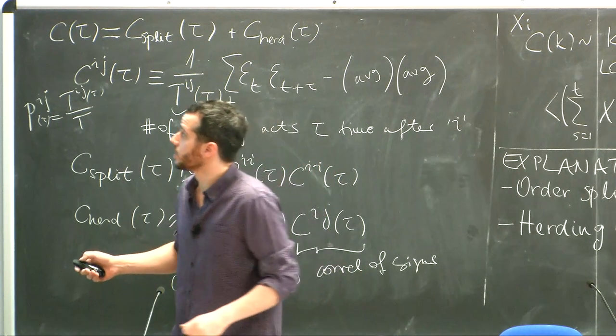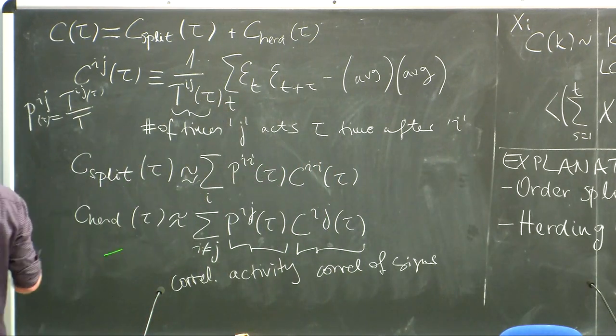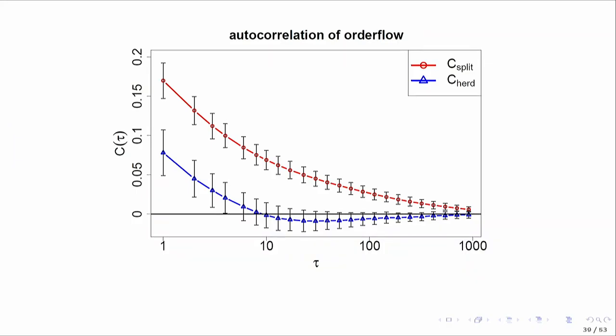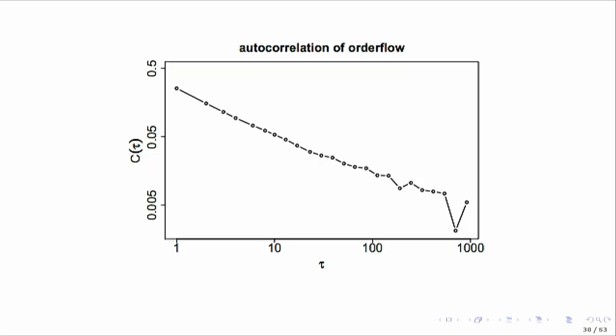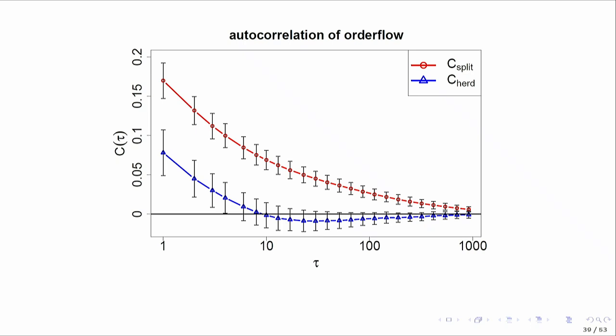Actually what I plot here is exactly this splitting and herding component of the total autocorrelation. So the red and the blue curve here sum to the black curve that we had before. Believe me, just here we are on a log-log, here we are on a linear-log scale. And what you see is that it seems to be a clear result that the red one is way above the blue one for the time scales that we care about here, so for up to a day. Then you get into a noisy period.